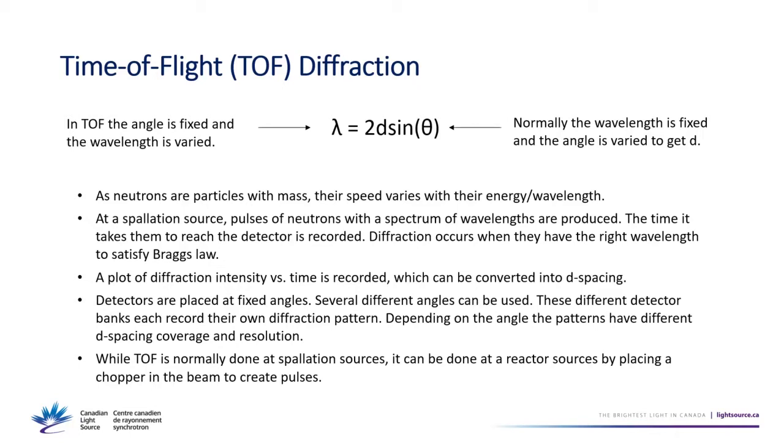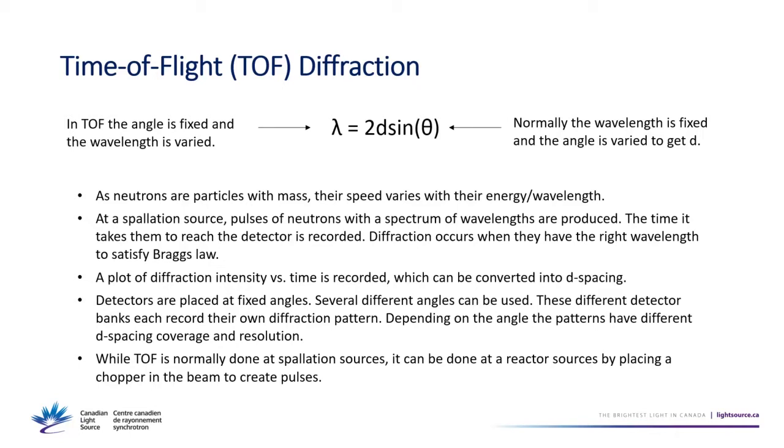And by knowing when your pulse hits and you produce the neutrons, and timing it well, you can figure out when the neutron hits the detector, and you know what wavelength it was. So you're actually sorting out the wavelengths by this. You get a plot of basically time versus intensity, which can then be converted into d-spacing. And since the detectors are at fixed angles, you could have banks of detectors at several different angles that are covering different d-spacing ranges, with different resolutions as well.